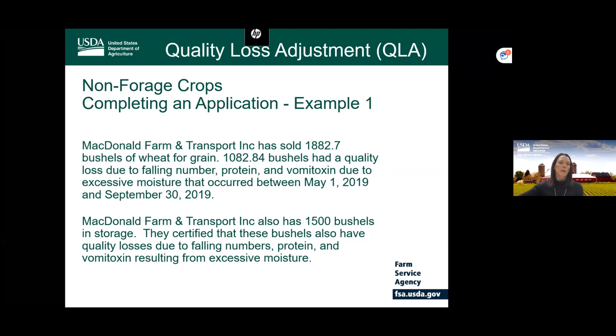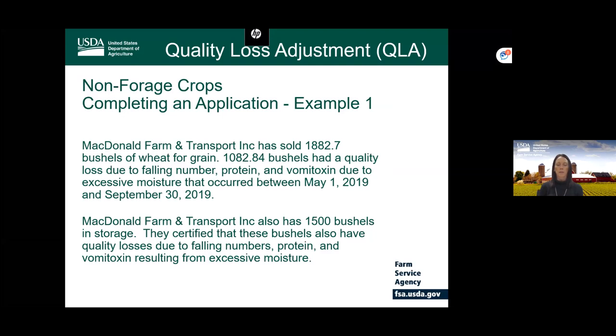So McDonald Farm and Transport Inc. has sold 1,882.7 bushels of wheat for grain. 1,082.84 bushels had a quality loss due to falling numbers, protein, and vomitoxin due to excessive moisture that occurred between May 1st and September 30th, 2019.